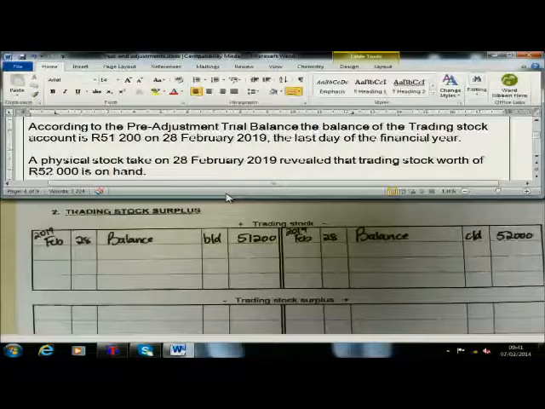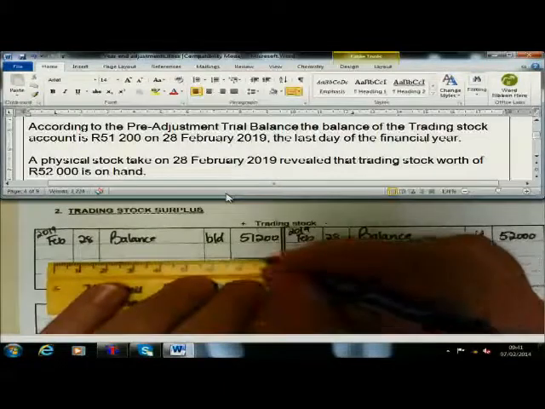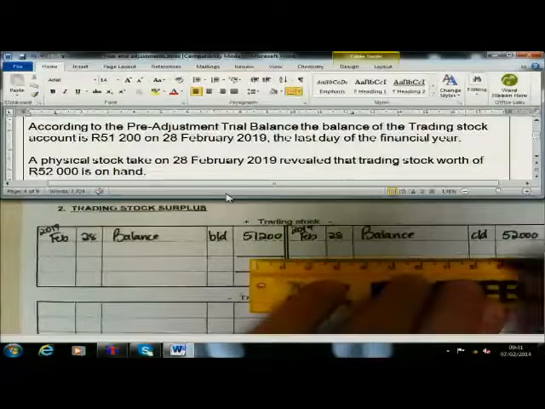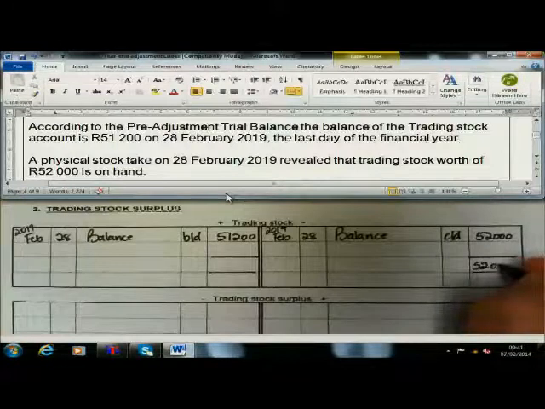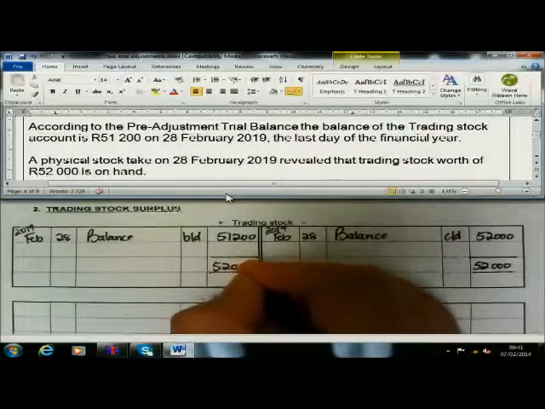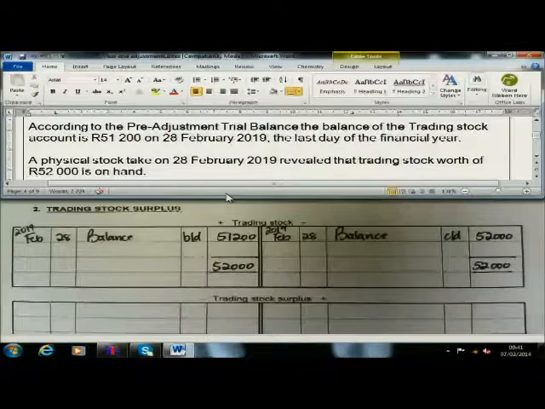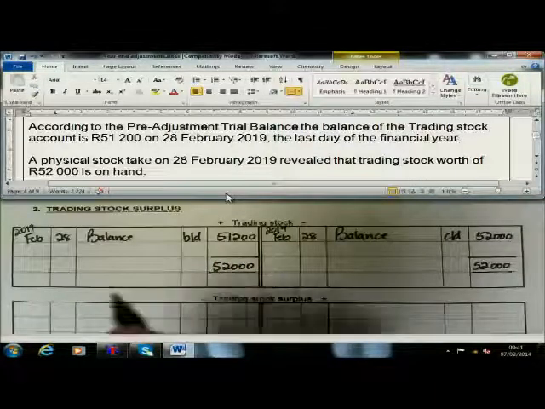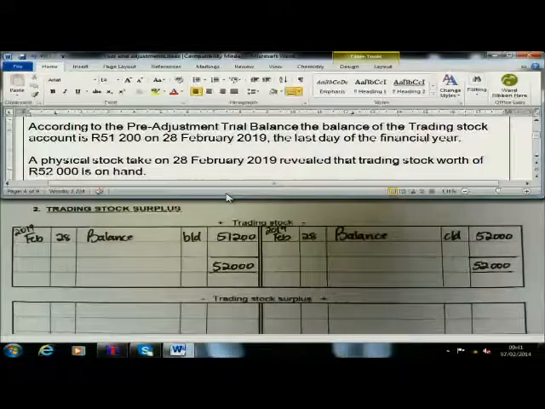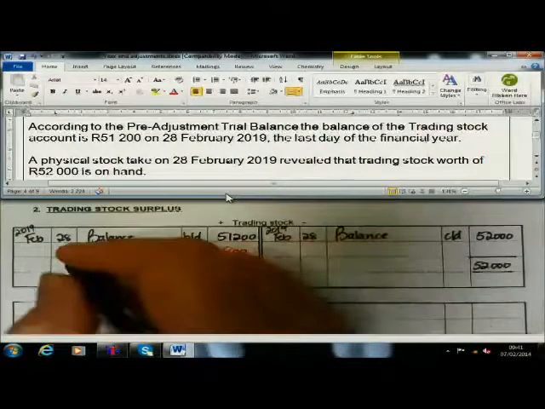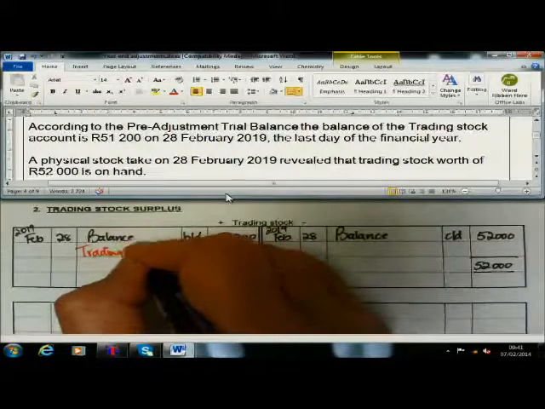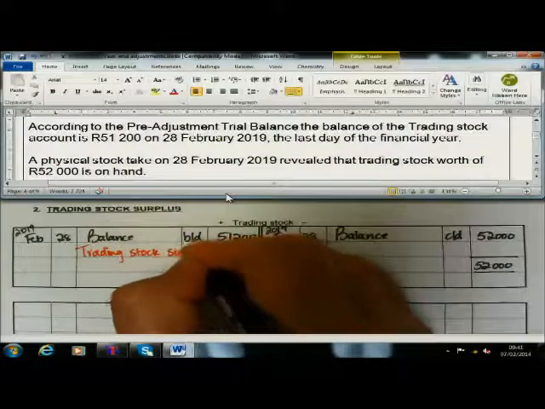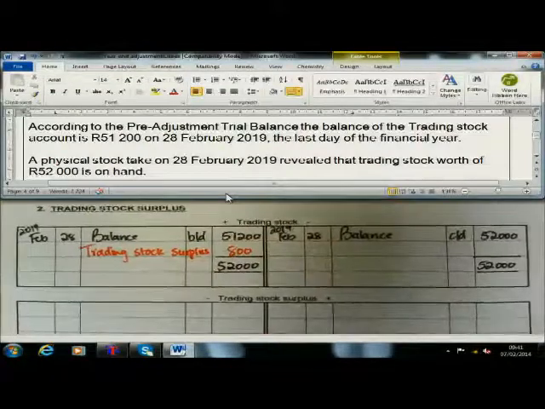So you take your calculator, or you just balance this account. On the one side we've got 52,000 there, and on your calculator 52,000 minus 51,200 gives us 800 Rand. 800 Rand trading stock surplus. This is a good thing. Not a good thing that you didn't record the things in the books, but this is not a bad thing. Trading stock surplus. Remember, all the adjustments are GJ.